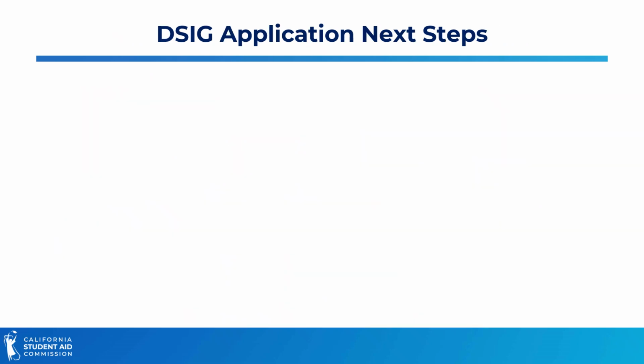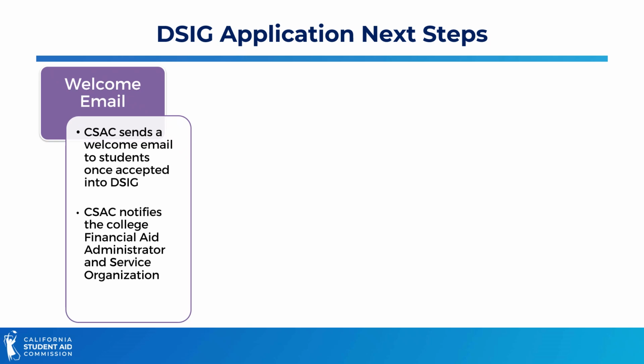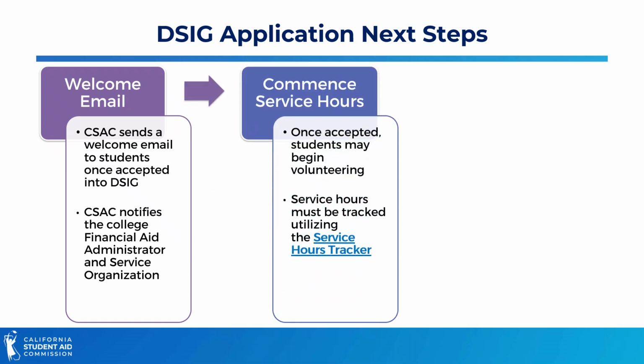Once the student submits their DSIG application, accepted students will receive a welcome email from CSAC. A notification is also sent to the financial aid administrator and service organization. If the grant application is incomplete, CSAC will contact the student to make corrections and to resubmit their grant application. Once accepted, students can begin volunteering.